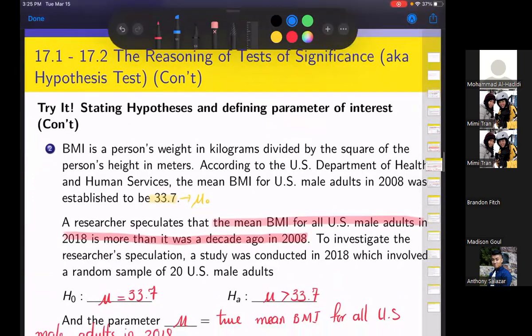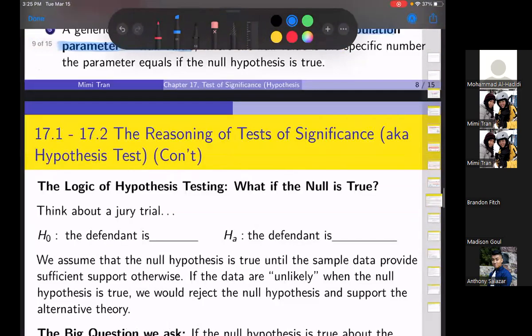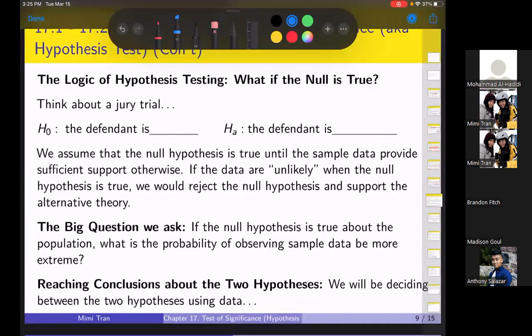In the criminal justice system, I want you to think of this: H naught is the defendant is innocent until proven guilty, right? So H naught is the defendant is innocent. HA is the defendant is guilty. That's how the criminal justice system works. You always assume that the person is innocent until evidence overwhelms that, and then they're proven guilty.